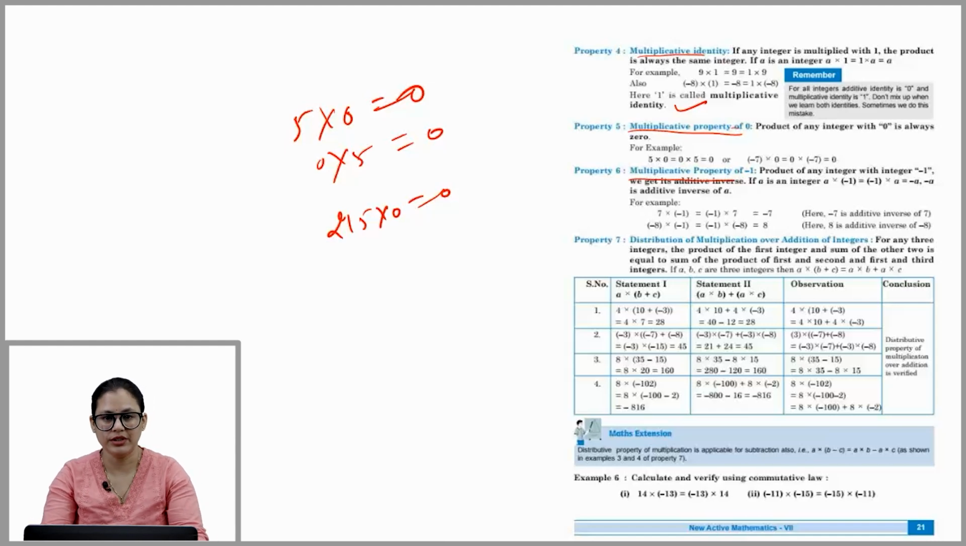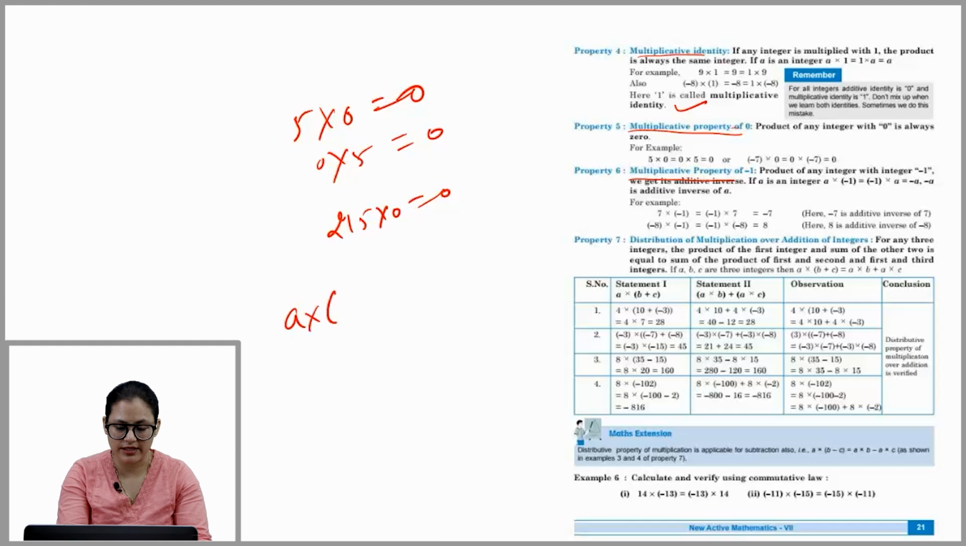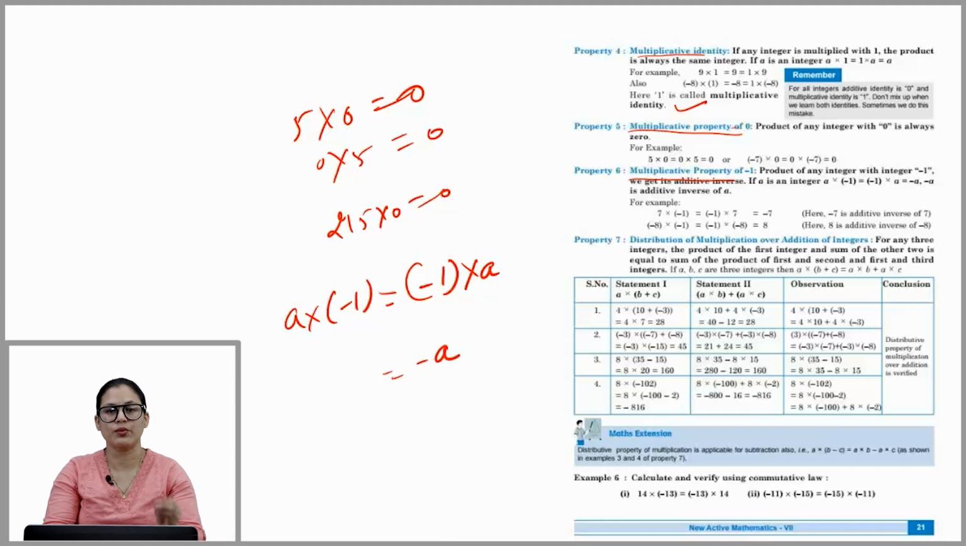Number 6, multiplicative property of minus 1. Product of any integer with integer minus 1, we get its additive inverse. If a is an integer, then a into minus 1 is equal to minus 1 into a is equal to minus a. So minus a is the additive inverse of a. For example, 7 into minus 1 is equal to minus 1 into 7 is equal to minus 7. Here minus 7 is the additive inverse of 7. Okay. And in this example, minus 8 into minus 1 is equal to 8, and minus 1 into minus 8 is equal to 8. So here 8 is the additive inverse of minus 8.